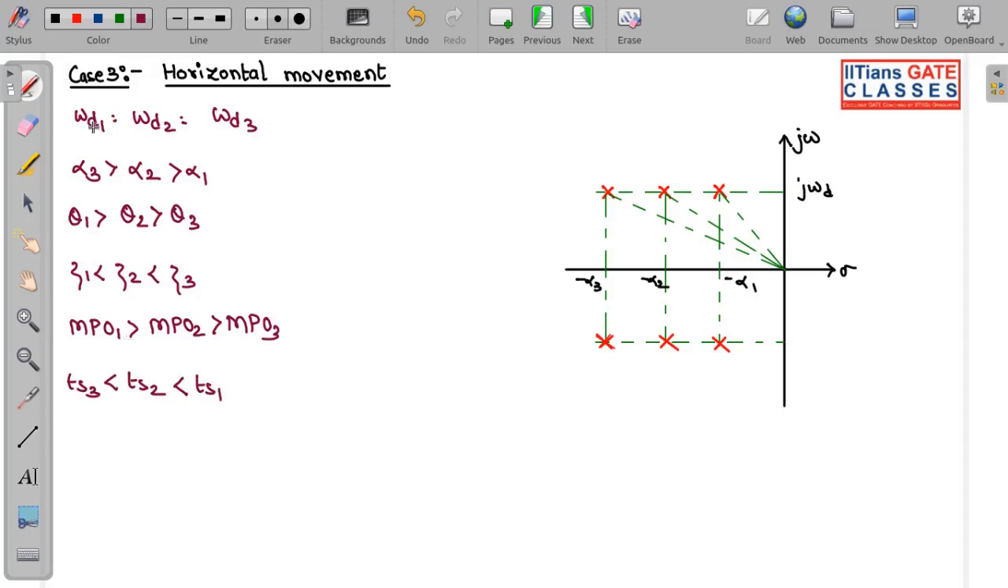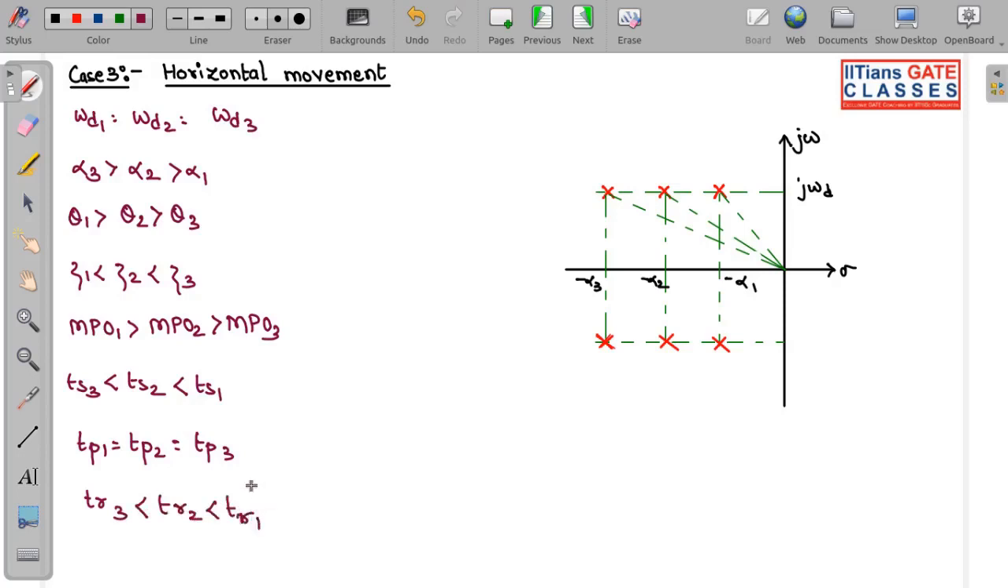Now you can see omega d1 equal to omega d2 equal to omega d3. So that means peak time will be same for everyone. So peak time 1, 2, TP3 will all be same for all the three systems. Similarly, rise time will be actually following the path of your settling time. So rise time 3 will be less than rise time 2 will be less than rise time of 1.